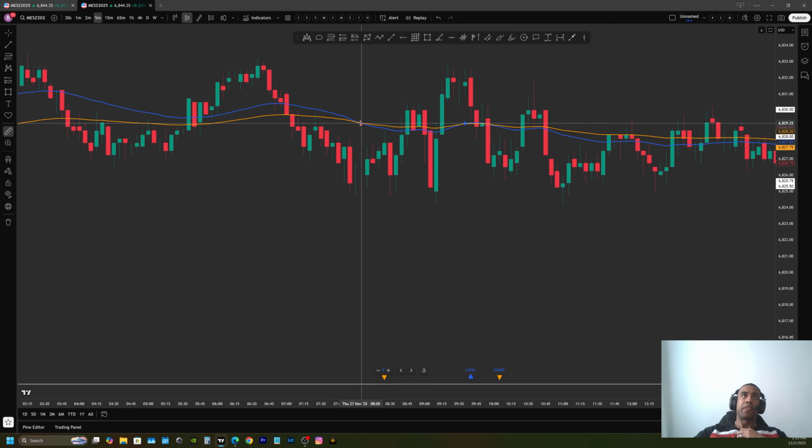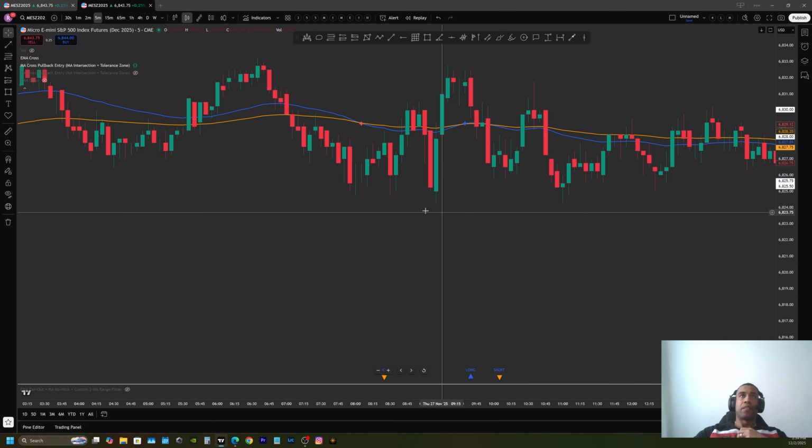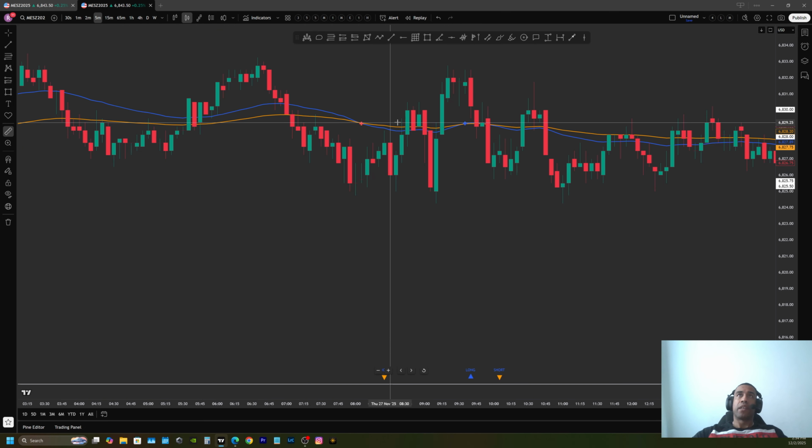Enter over here. So you will enter somewhere around here. 5 points, not bad. Here you enter on this candle long, fast EMA crosses above, you enter long, and you got approximately 1.5 points. Not much.